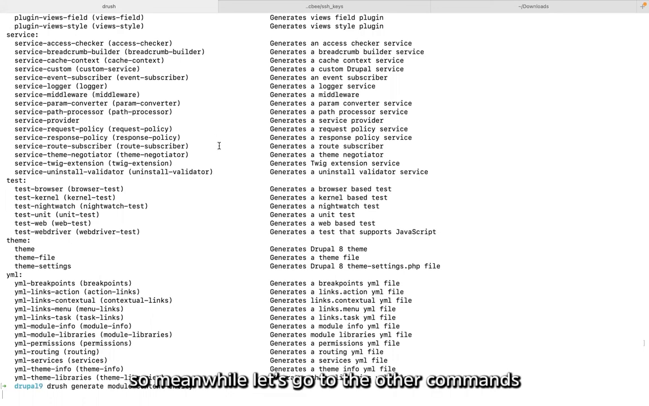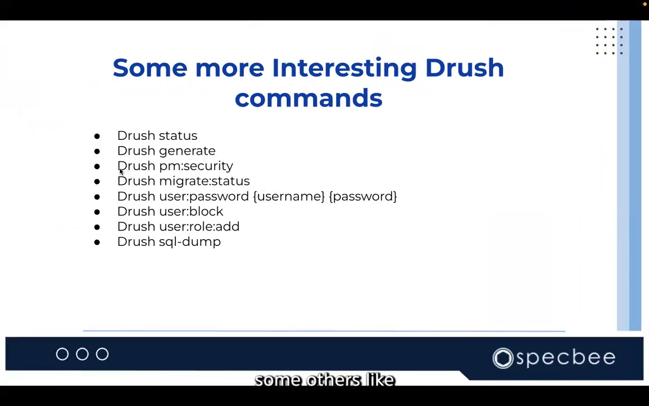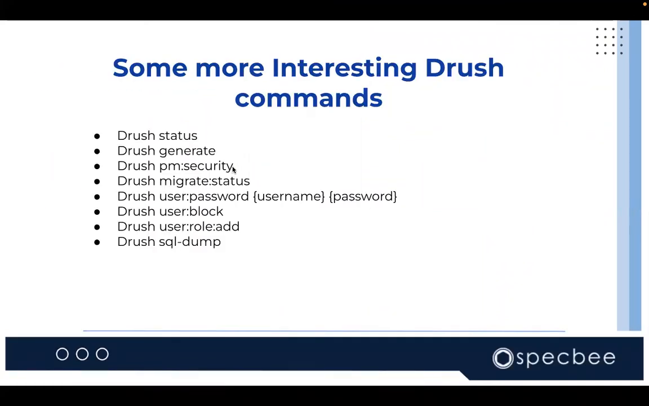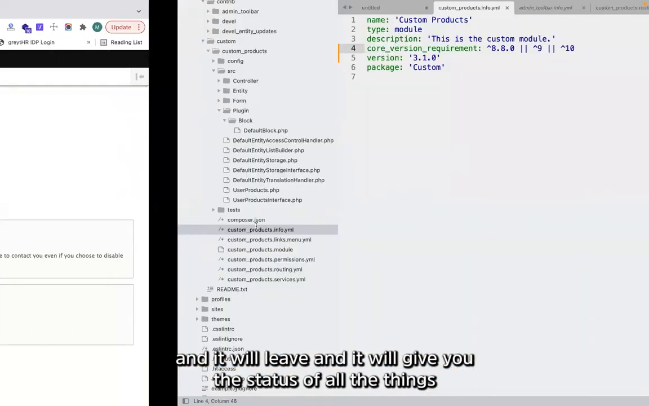Meanwhile, let me tell you about something else. It will give you the security status of your Drupal: if any module or your core is not upgraded, it will provide you the list of all the security updates. Again, if we are doing some migration, it will be a great help. If we are doing migration from 7 to 8 or 8 to 9, or from one environment to another, you can use Drush migrate status, and it will give you the status of all the things.